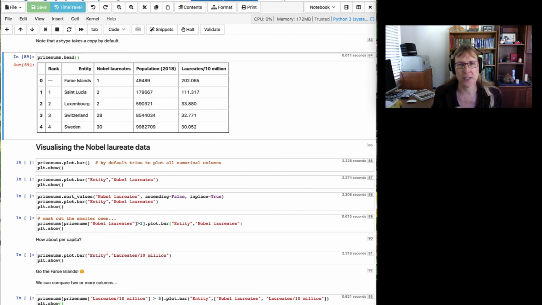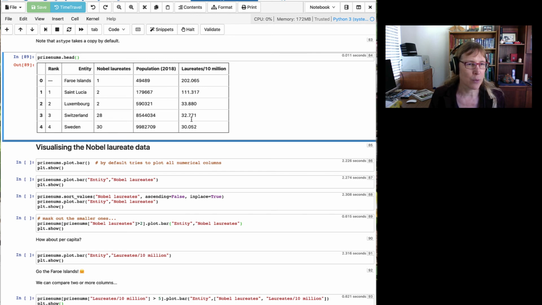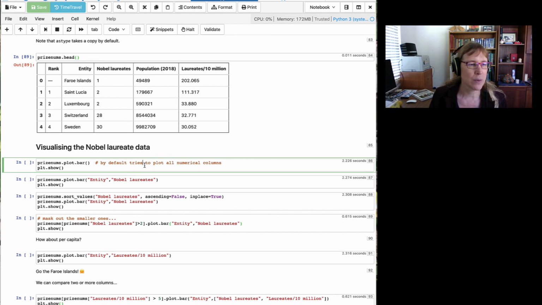Pandas plot just does some of the basics for us. If we want to do something more elaborate, we can use, of course, matplotlib directly. So let's start by having a look at prize nums. That's this one here. So we've read in our data, put it into a correct numerical format. prize nums is our data frame. So plot.bar is our method here. So let's see what Pandas will do by default if we ask it for a bar plot.